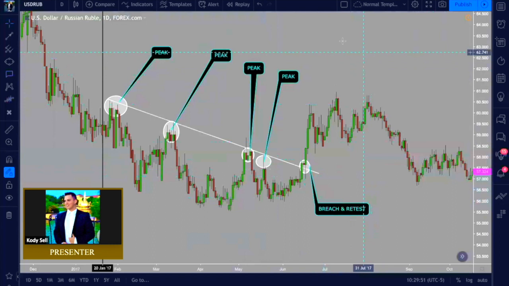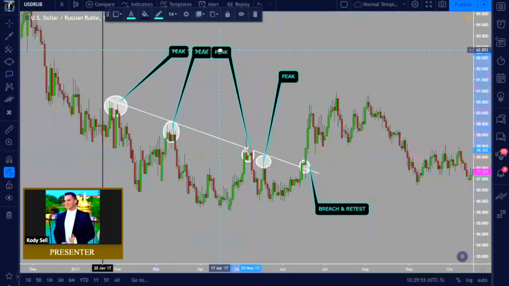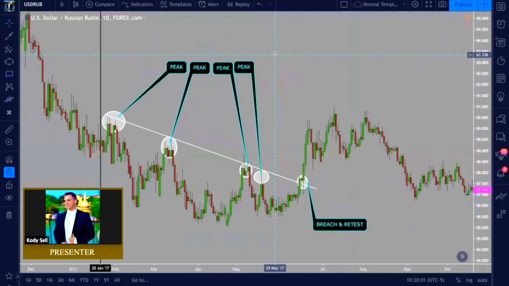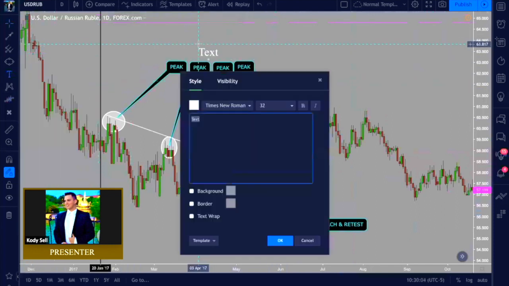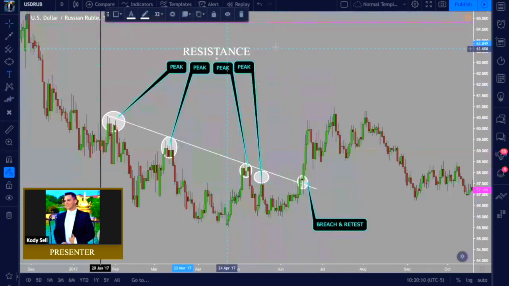Now another word for peak, we keep using the word peak so that everyone understands that these are the highs of the market that are creating this trend line here in this downtrend. But another word for all of these is what? Resistance. This is the market's diagonal resistance. And when we breach and retest down here, it becomes what?